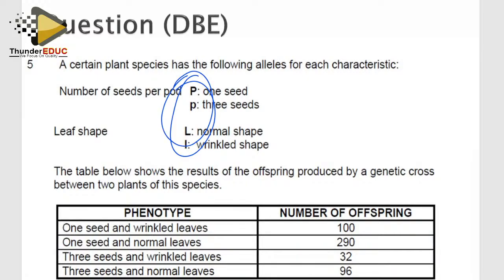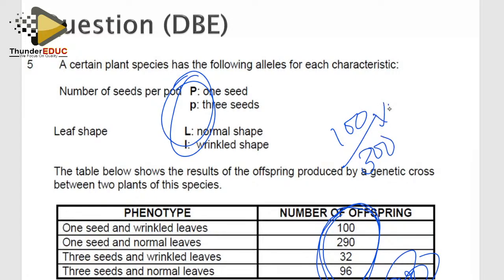If they ask you the percentage of those which are one seed and then wrinkled, in this case you have to add everything here. When you add everything, you get a total, for example, 300. I'm not saying that it's 300. So you say 100 divided by 300 times 100 so that you are able to get the percentage. Then you come here, 209 divided by 300 times 100, so you get the percentage. So you understand?